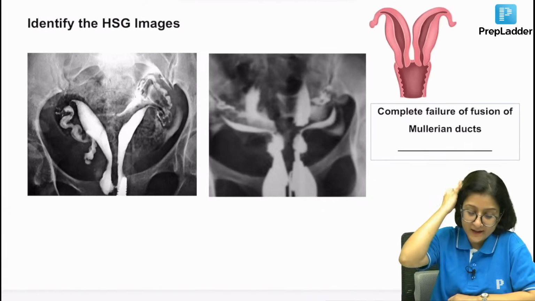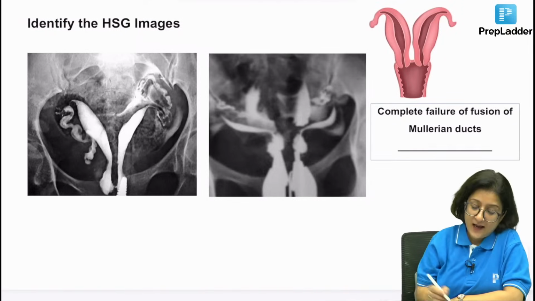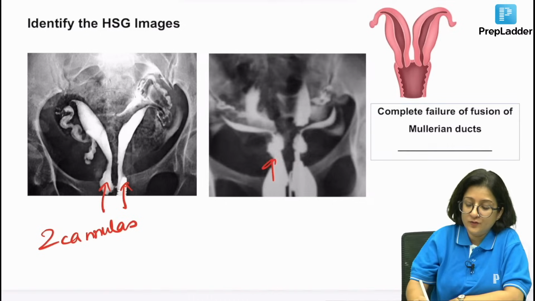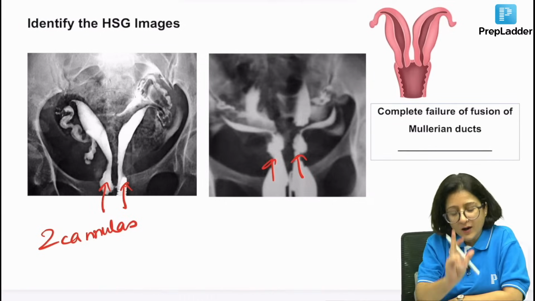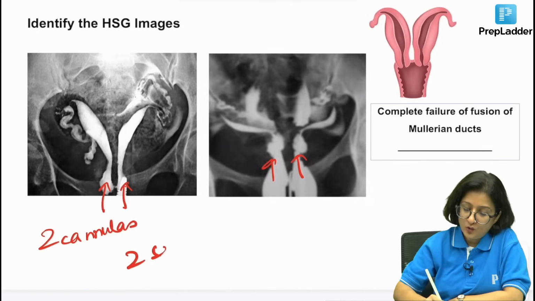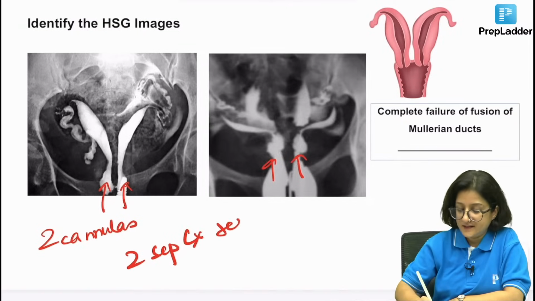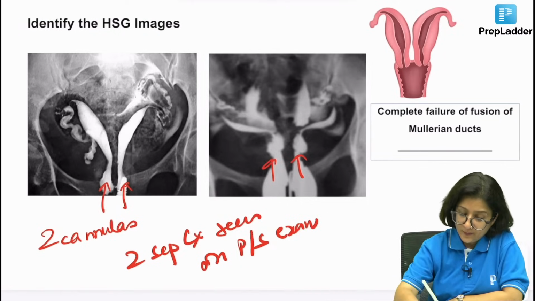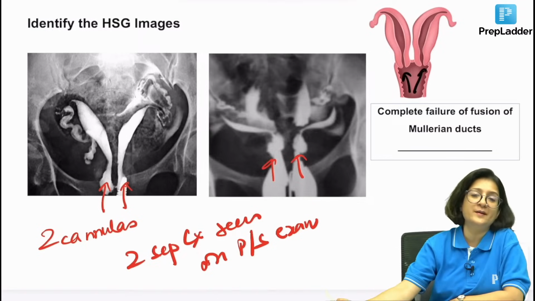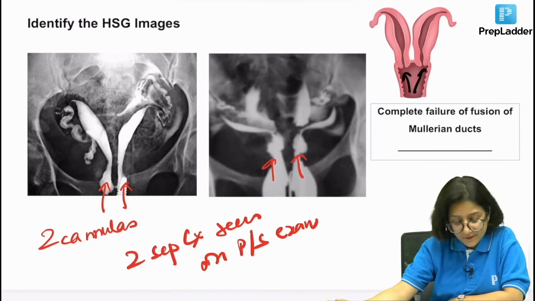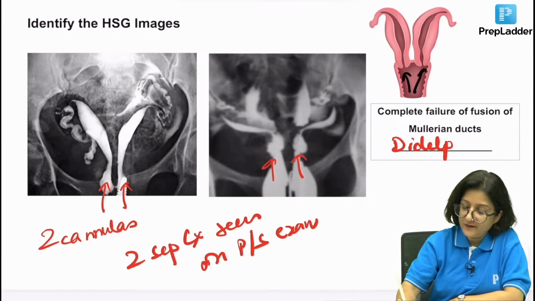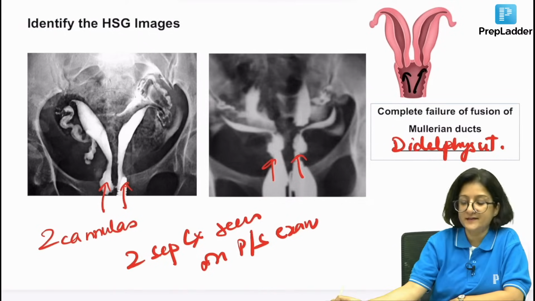Next image. Identify the HSG image. Either you will see two cannulas, or they will mention two separate cervix seen on per speculum examination. If they mention that, then you will say it is didelphys uterus.